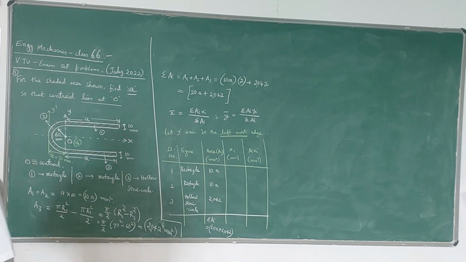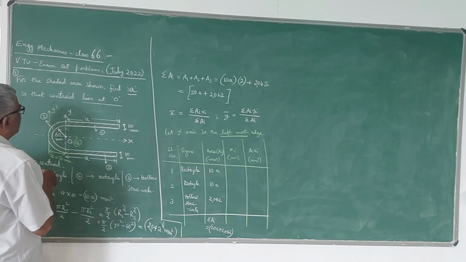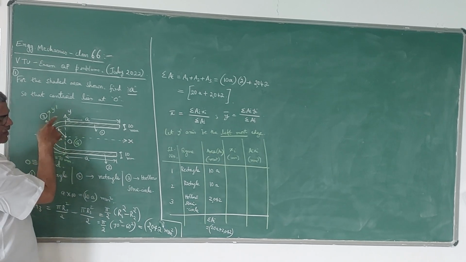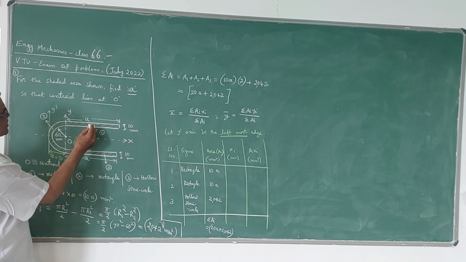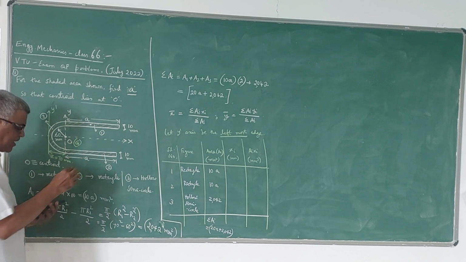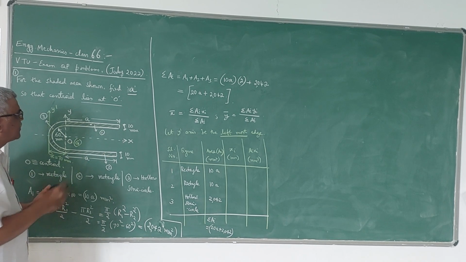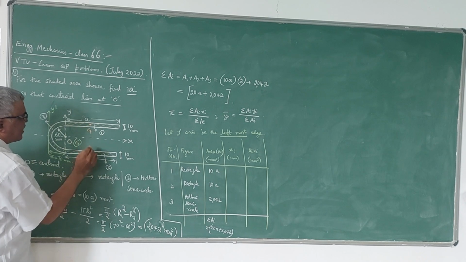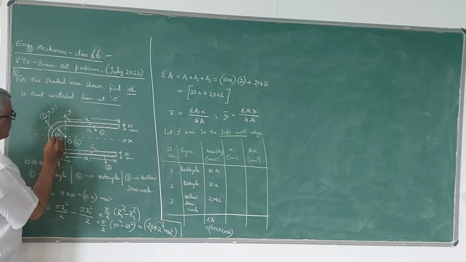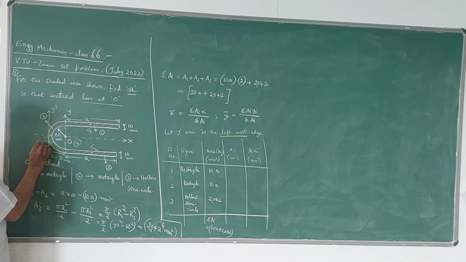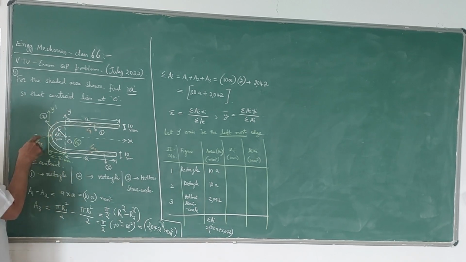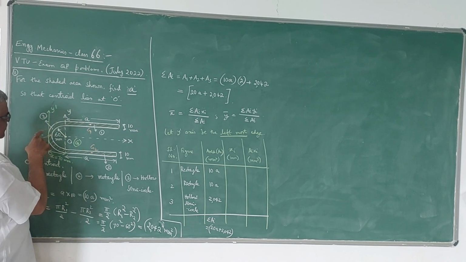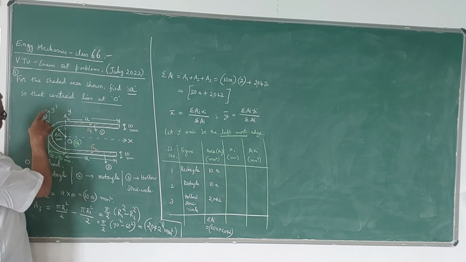Now xi is the distance of the centroids of these simple sections from this y dash axis. So you take this as the y dash axis. From the y dash axis, I will locate the centroids of these simple sections. G1 will be here, G2 will be here, G3 will be here. These are the centroids.